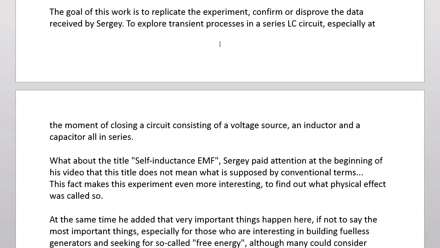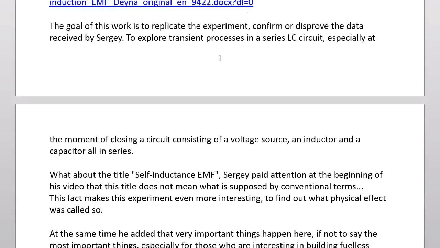So next, the goal of this work is to replicate the experiment, confirm or disprove the data received by Sergey, and to explore transient processes in a series LC circuit, especially at the moment of closing a circuit consisting of a voltage source, an inductor, and a capacitor all in series.